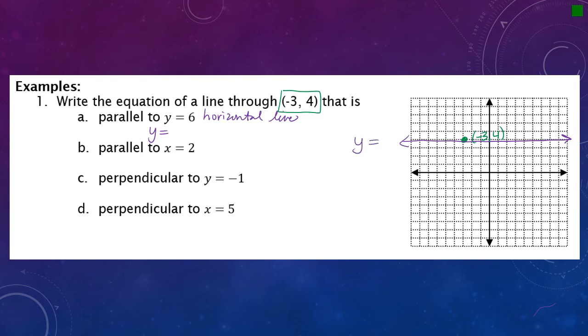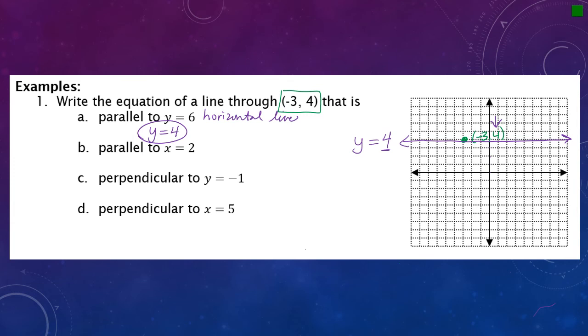And if you just count up on the y-axis how far up it is, that's your number. So I'm going to count 1, 2, 3, 4. So this is the line y equals 4. So this is a line that's parallel to the line y equals 6 and crosses through the point -3, 4. And if you'll notice, this 4 and this 4 right here, that's not a coincidence. That would happen every time.